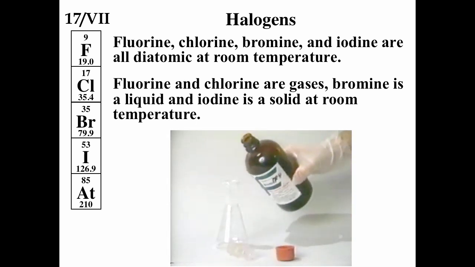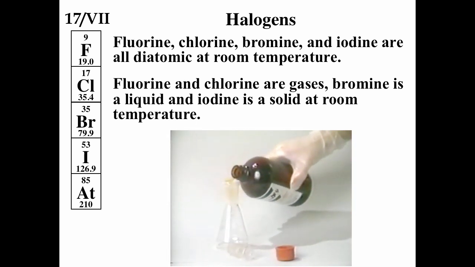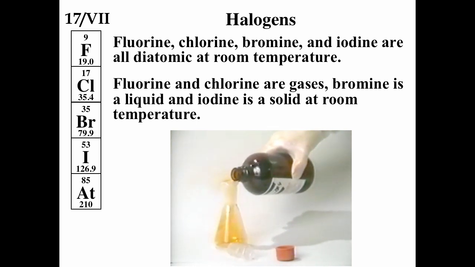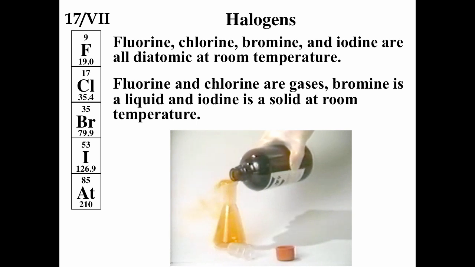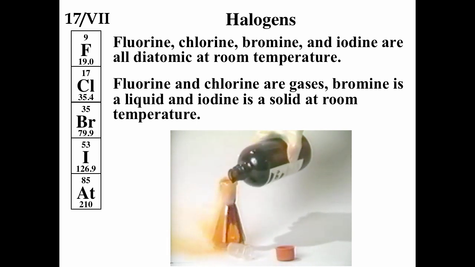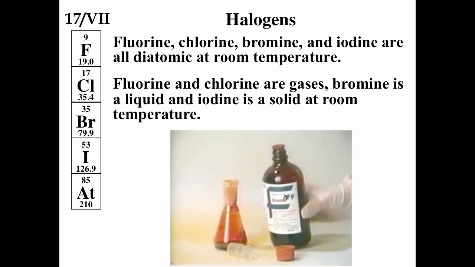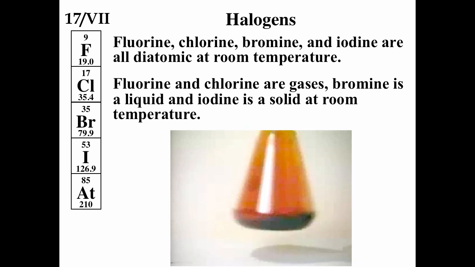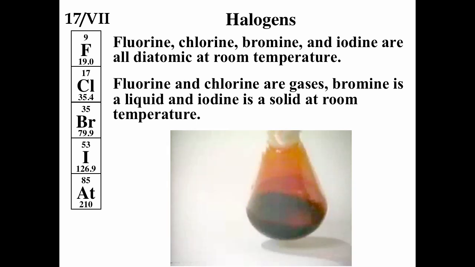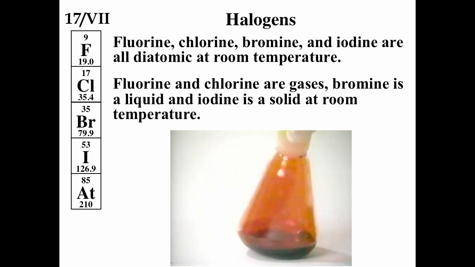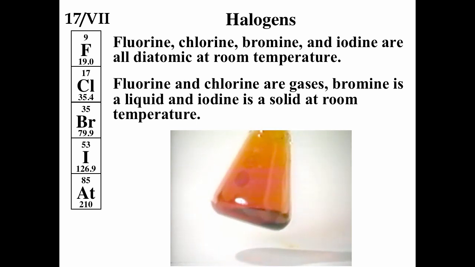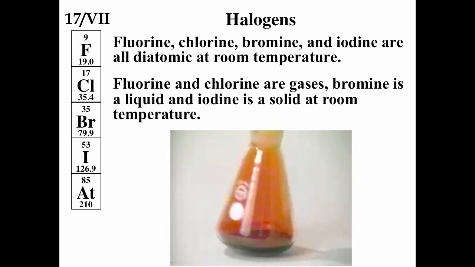When bromine is poured from a bottle, red bromine vapor first emerges. But bromine is one of the few elements that's actually a liquid at room temperature. The flask has dark red liquid bromine at the bottom. It is filled with bromine vapor at room temperature because bromine boils at 58 degrees Celsius.